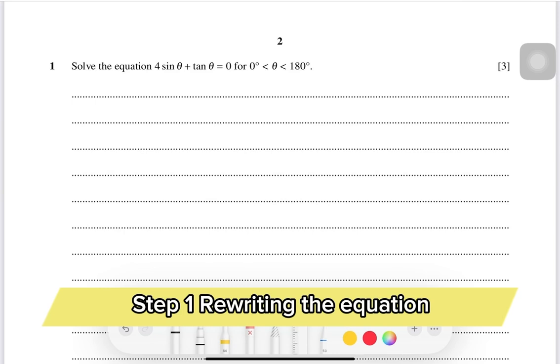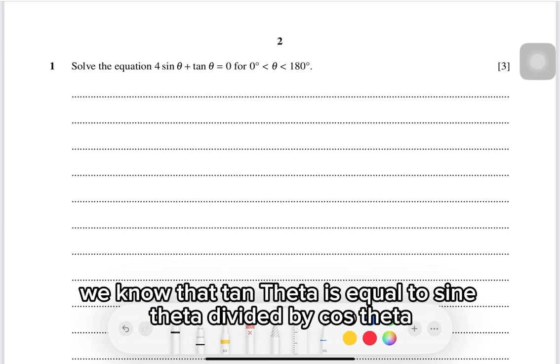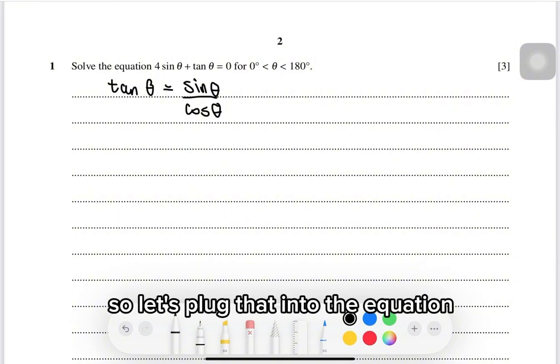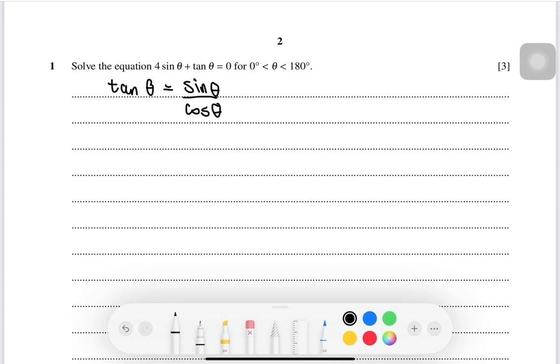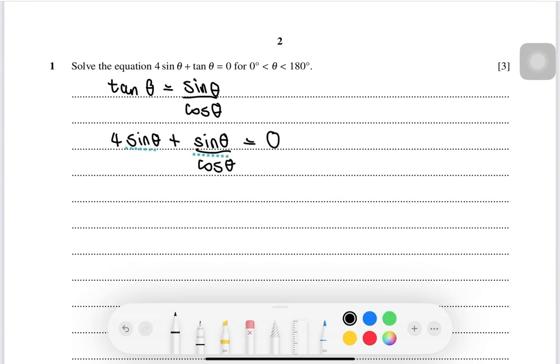So step 1, let's start by rewriting the equation in the way that we can collect the like terms. We know that tan theta is equal to sine theta divided by cos theta. So let's plug that into the equation. 4 sine theta plus sine theta divided by cos theta is equal to 0.